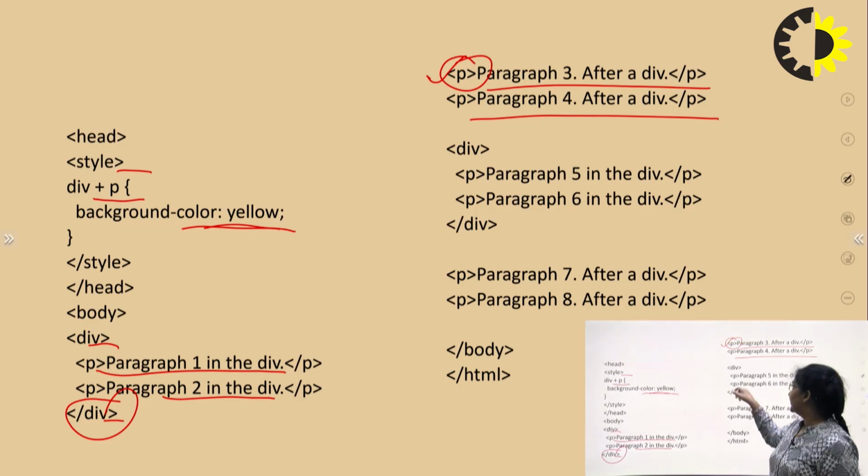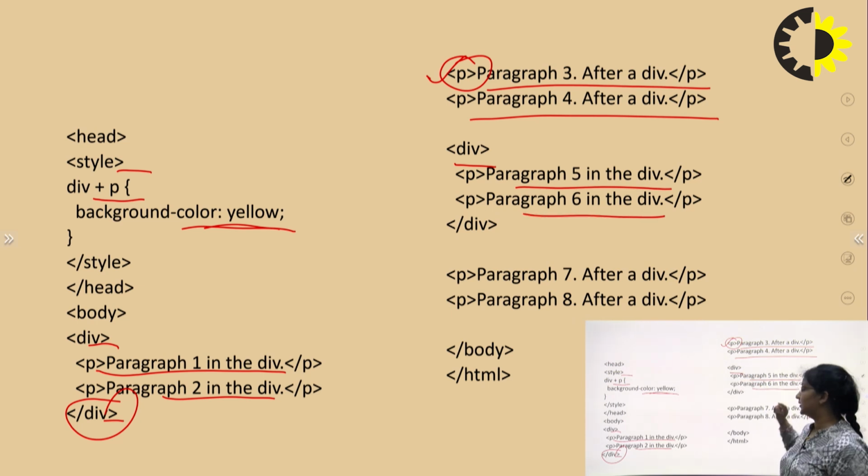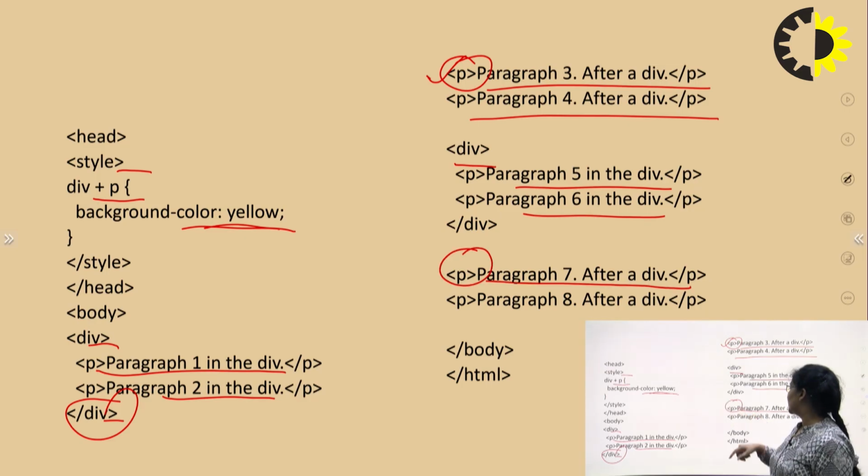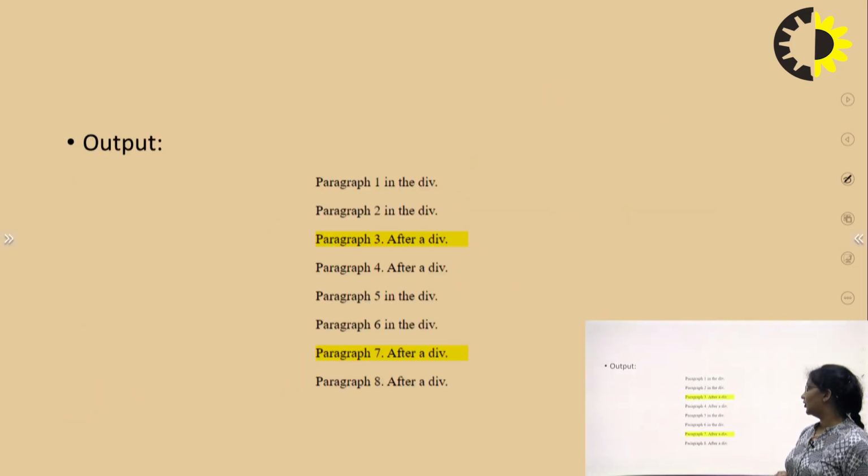Again, we have written div after P. But P should be an adjacent selector to div, a sibling to it. Div cannot be, because it is not the other way around. Here div, paragraph P, in this div, P is written, then 6 in the div. Again, they are parent-child relationship. P paragraph 7 after a div, so it will be applicable to this and it will not be applicable to paragraph 8. So, let's see the output.